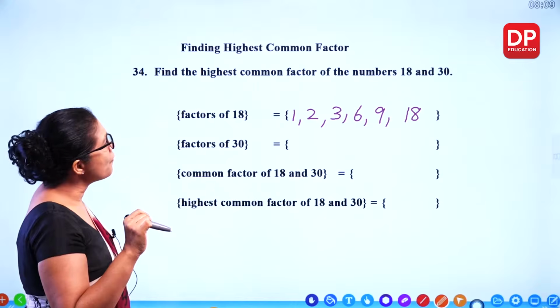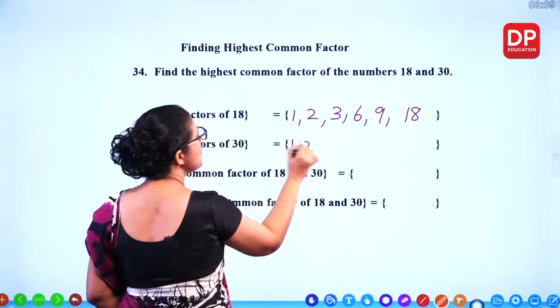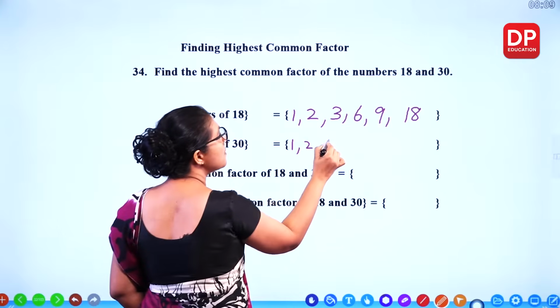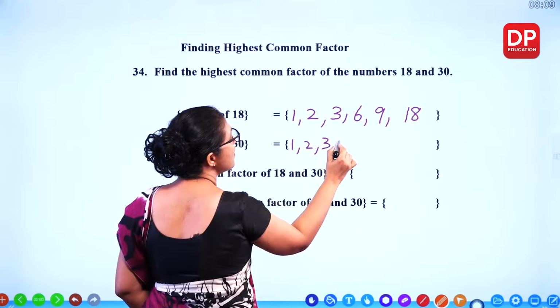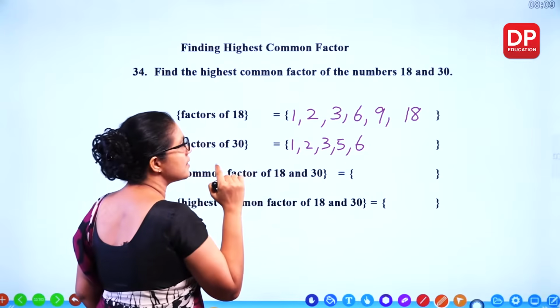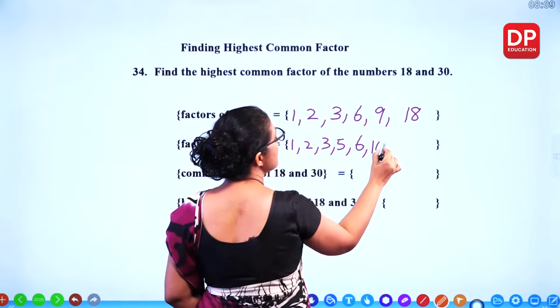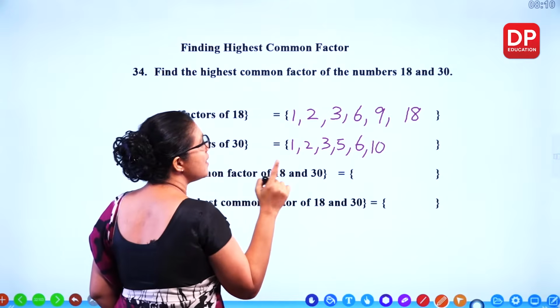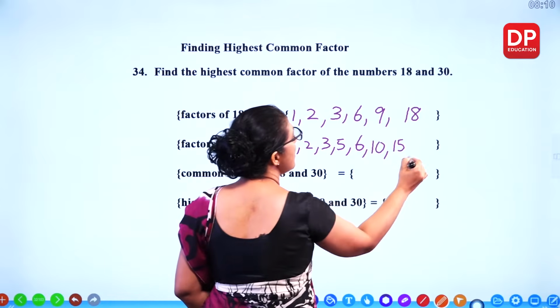What are the factors of 30? Starting from 1. Divisible by 2. It's divisible by 3. 3 times 10. 4, 5. 5 times 6. 6 also a factor. 7, 8, 9, 10 is a factor. Then 15 times 2. So 15 is a factor and 30.